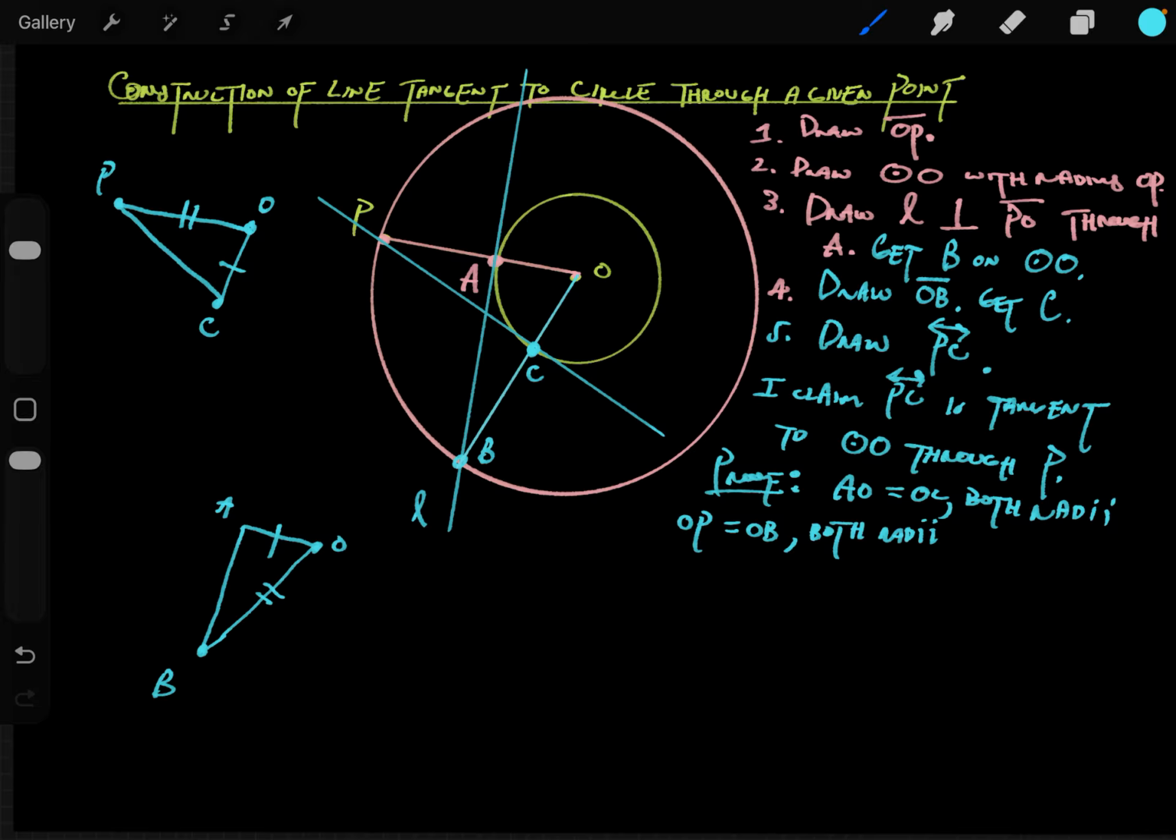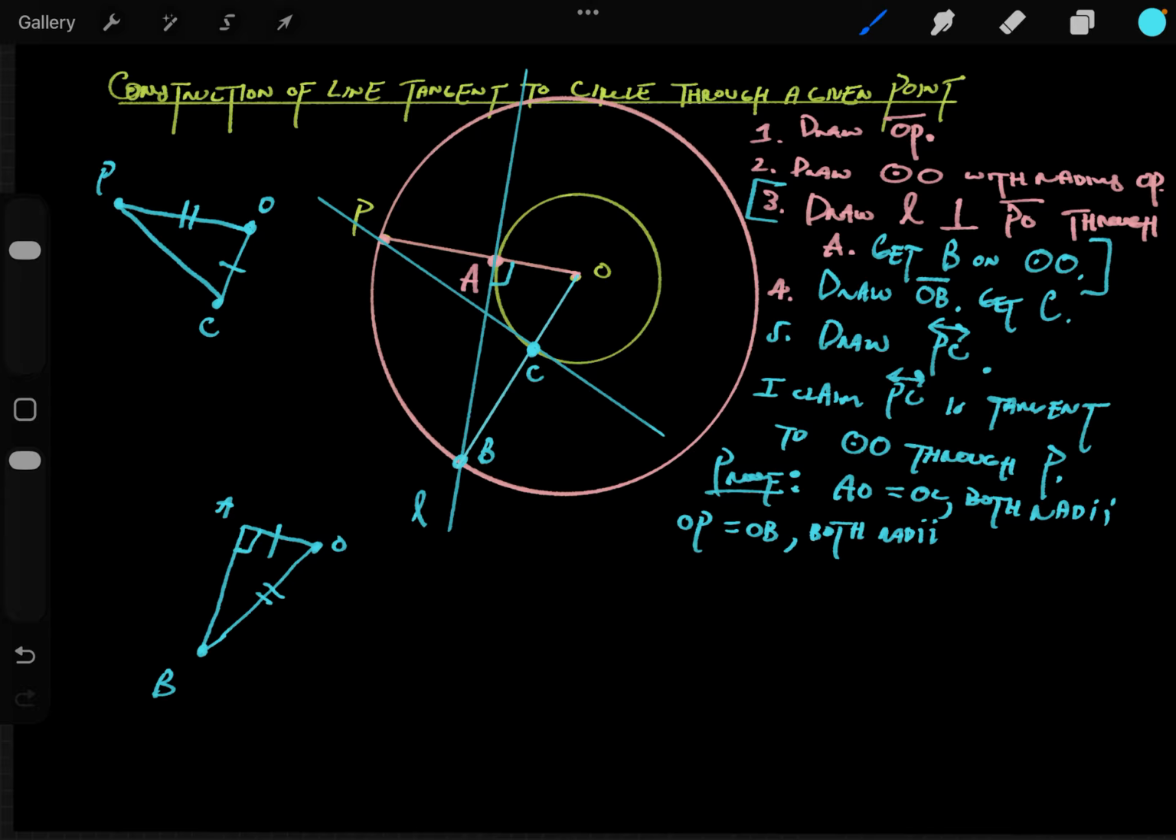How do I conclude that these two triangles are congruent now? AB and PC. Do I know that those two are the same? No. How do I know? What can I say? Okay. So what do I know? I know from here that L is perpendicular to PO. So then this is a 90-degree angle.